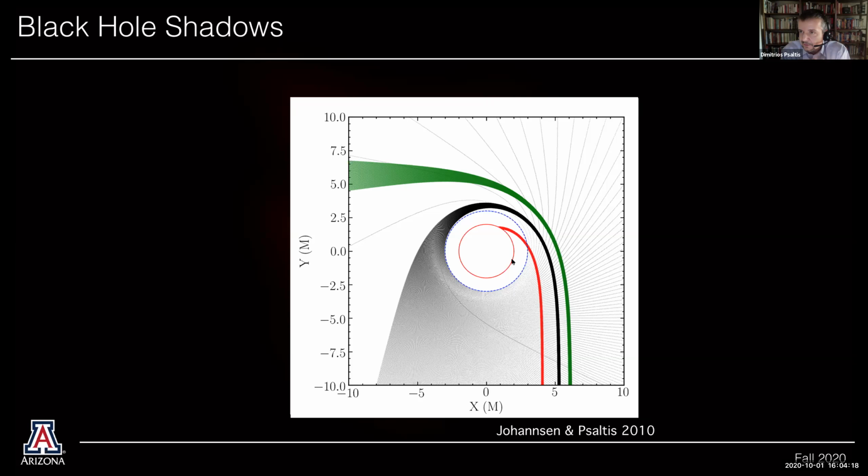This is the outline of the shadow, and that is exactly why we call the shadow the gravitationally lensed image of the photon orbit. So when we observe that big depression in the middle, we actually don't observe the horizon. The horizon is irrelevant. What we do observe, that depression, is the photon orbit.